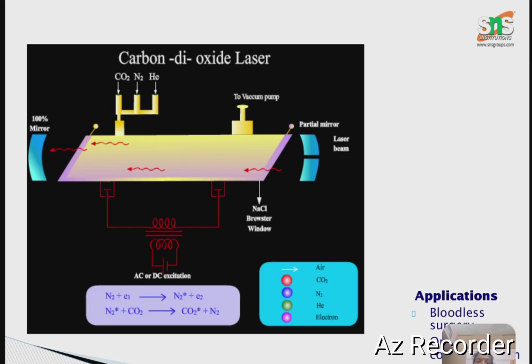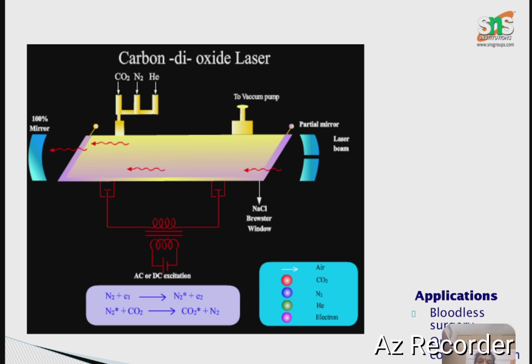So we can see the construction. Here we have a quartz tube that contains all the gases like carbon dioxide, nitrogen, and helium. At the end of this quartz tube we have a Brewster window, NaCl, that will polarize the light source, and we have an optical resonator with mirrors. Here the carbon dioxide atoms move from the excited state to ground state, and nitrogen helps for the population, and helium helps for the depopulation.